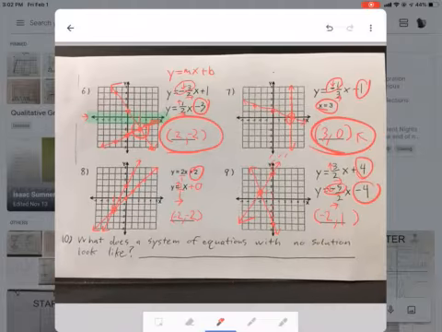Last question, which is also worth 20 points. I numbered it wrong on your paper, I apologize. What does a system of equations with no solution look like? Well, they never cross. Two straight lines that never cross are going to be parallel.